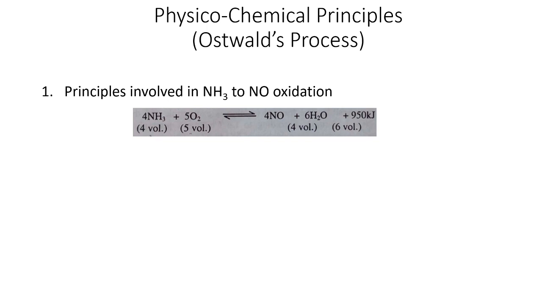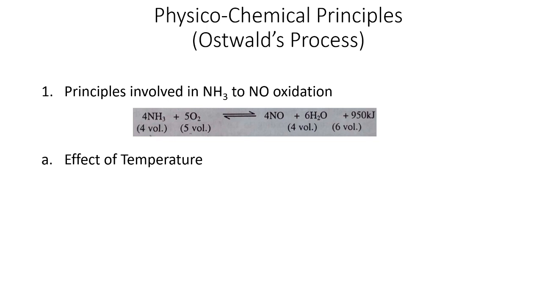So here, as I told you, nine volumes of reactants are there. Four volumes of ammonia, 5 volumes of oxygen. So there are totally 9 volumes of reactant, whereas if you go to the product you will get 10 volumes of product. Means here in the product the volume is increasing. So due to the increase in volume, what will be the effect on physico-chemical principle, that we'll discuss.